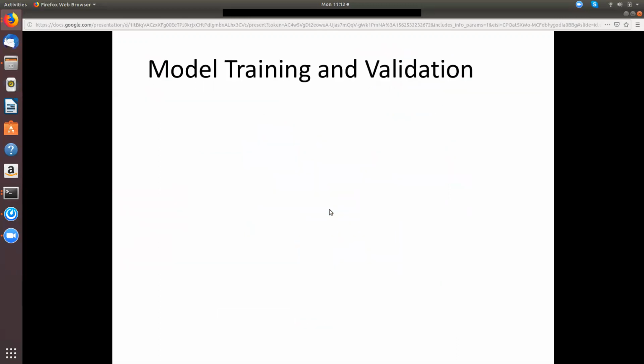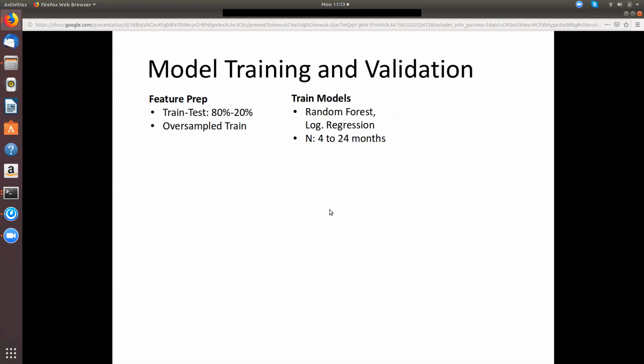To train the models, I divided the data set into training and test subsets, and I oversampled the training data set to compensate for the small number of cutoffs. I trained both random forest and logistic regression models, and over a variety of window lengths from 4 to 24 months. To evaluate which model was best, I used cross-validation on the training data set.